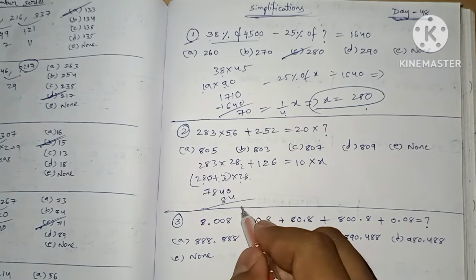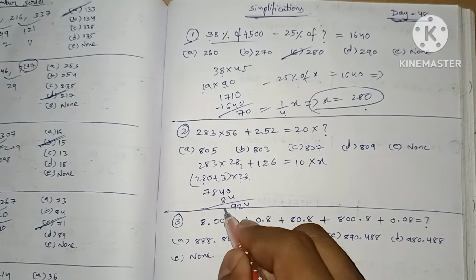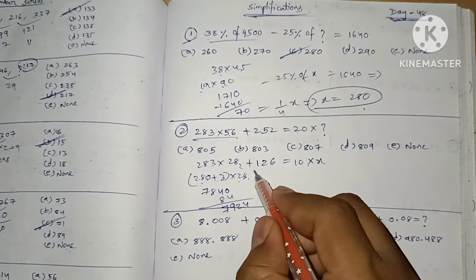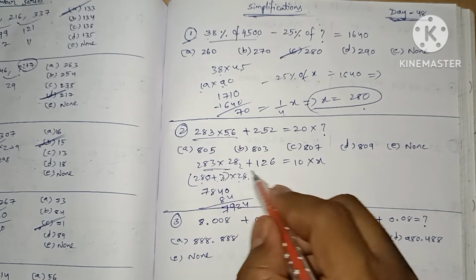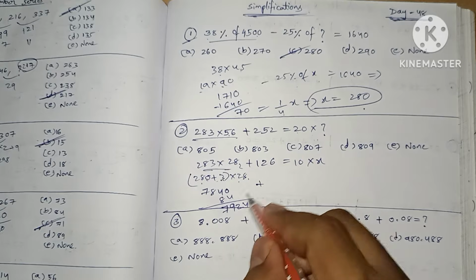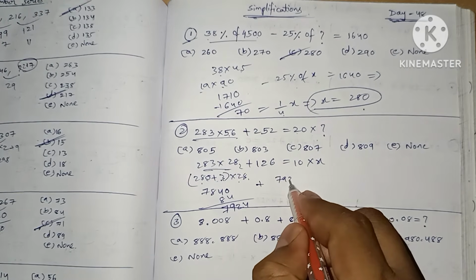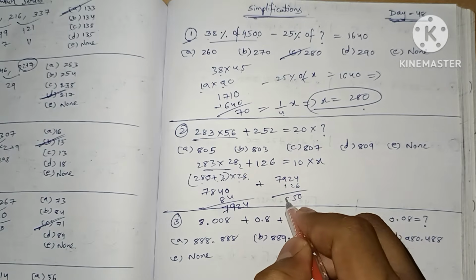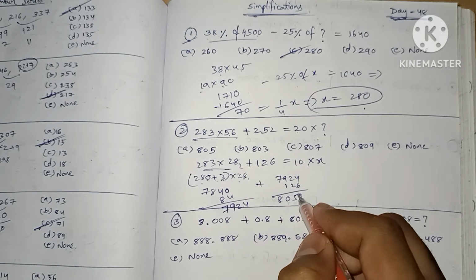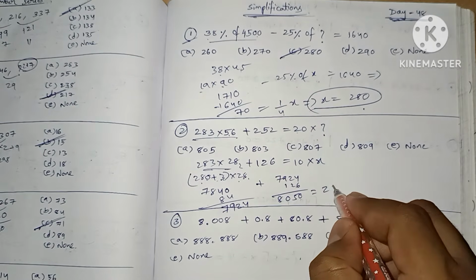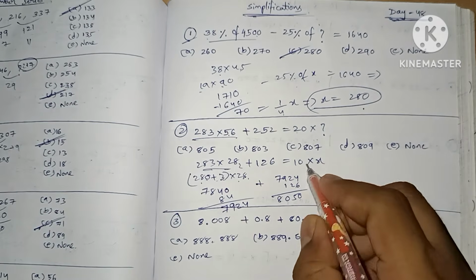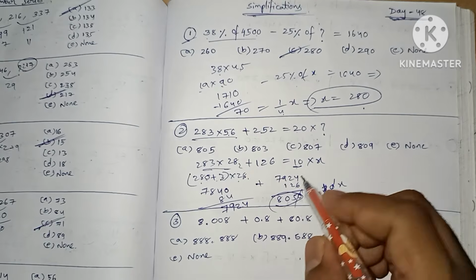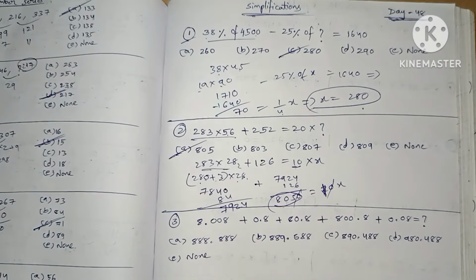So we get 4297 from this plus from this, okay, plus 126. So what we have is 7924 plus 126, which will be 8050, all equals 20x 10x. So we get 805 is our answer. Option A is our answer.